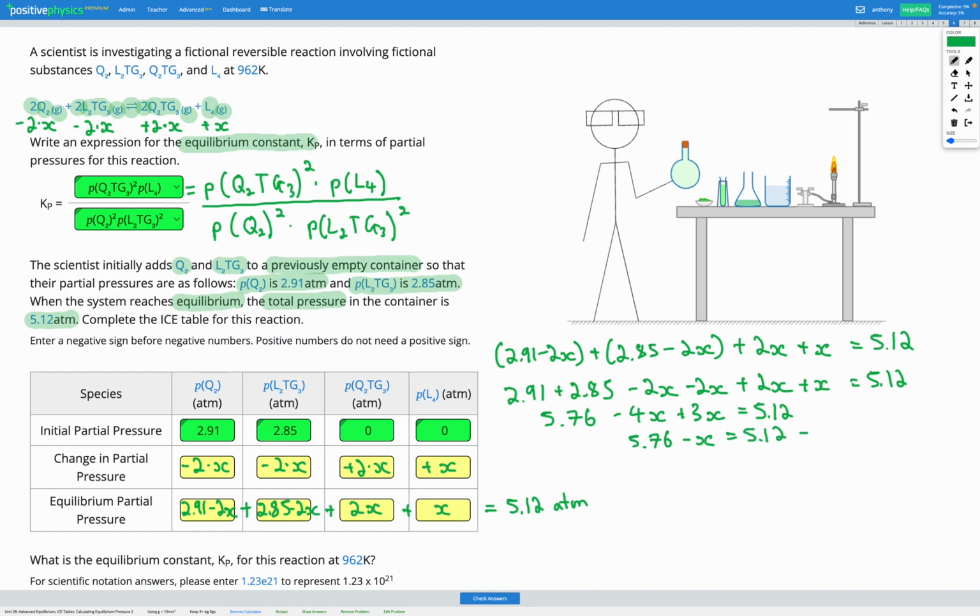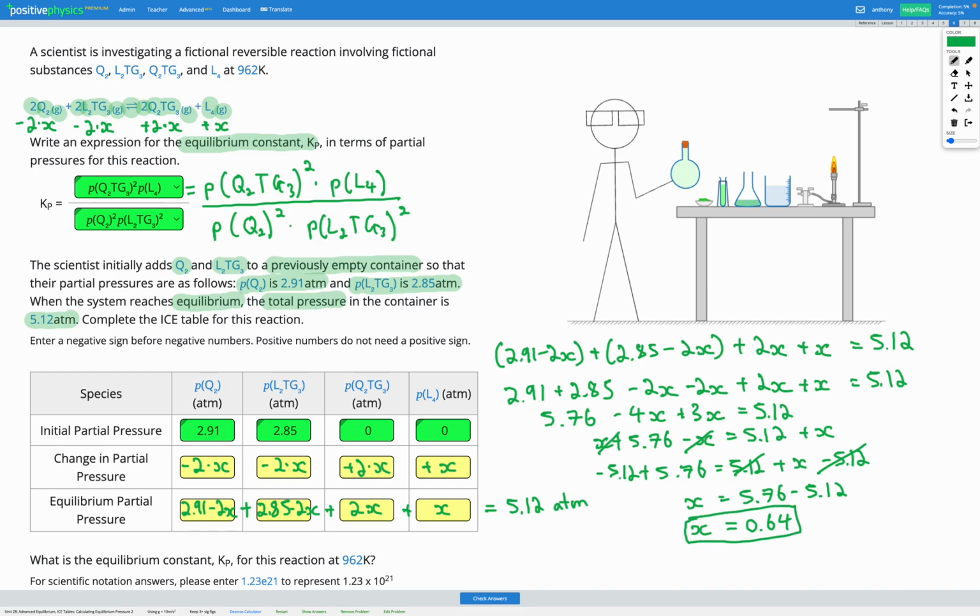Okay, so let's add x to both sides so that my x's will cancel on the left. I'm left with 5.76 is equal to 5.12 plus x. Finally, let's subtract 5.12 from both sides. That leaves me with x is equal to 5.76 minus 5.12, which gets me an x value of 0.64. Okay, so now we've found x.